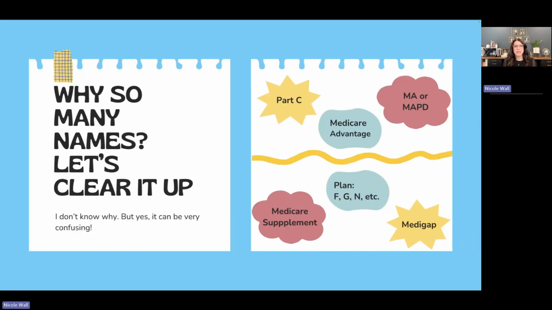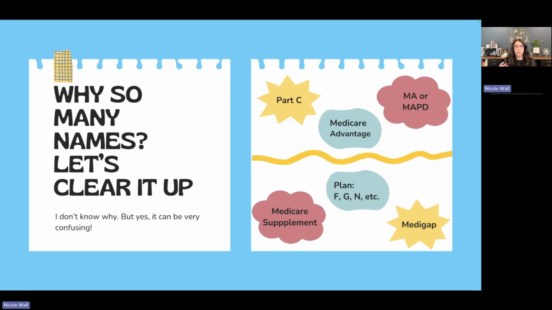Okay, so why so many names? I really don't know why they have so many names for the same thing. It does make it super confusing, but Medicare Advantage is also known as Part C. So it replaces Medicare Part A and Part B, and it may include drug coverage and other benefits, and they roll that all together and call that Part C. It's also known as an MA, or MAPD, which stands for Medicare Advantage Prescription Drug. On the Medicare supplement side, a lot of people call it Medigap.